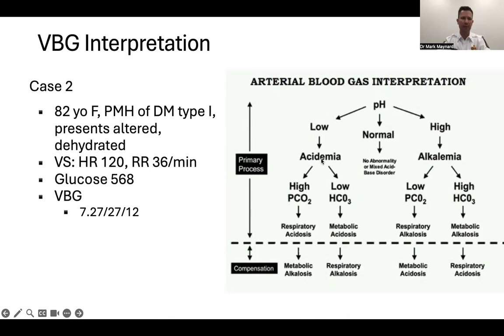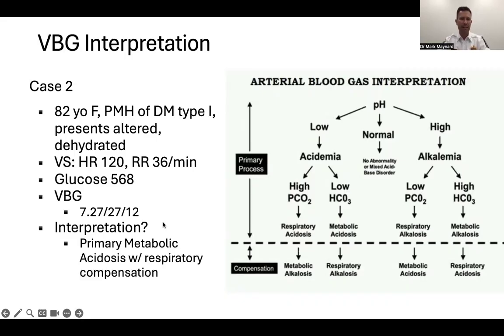And then what about our PCO2? Remember, it's supposed to be 40, but it's down to 27. So what's going on there? It's pretty low. So we see that the PCO2 is low. So we're going to call this metabolic acidosis. And furthermore, do you see that the bicarb is also low? And so that is what we call metabolic acidosis with respiratory compensation.